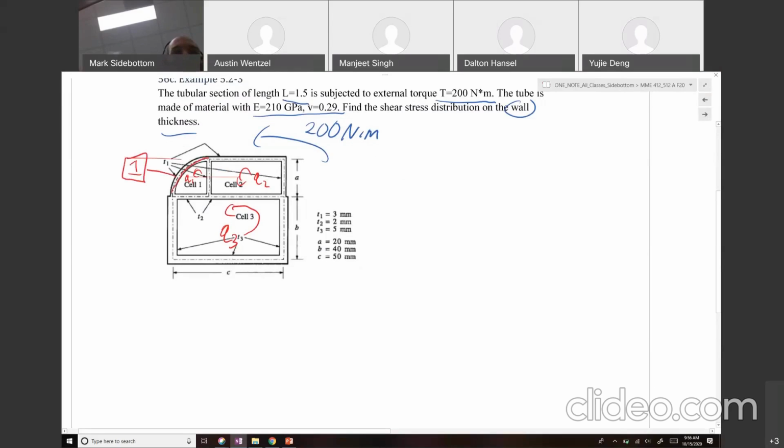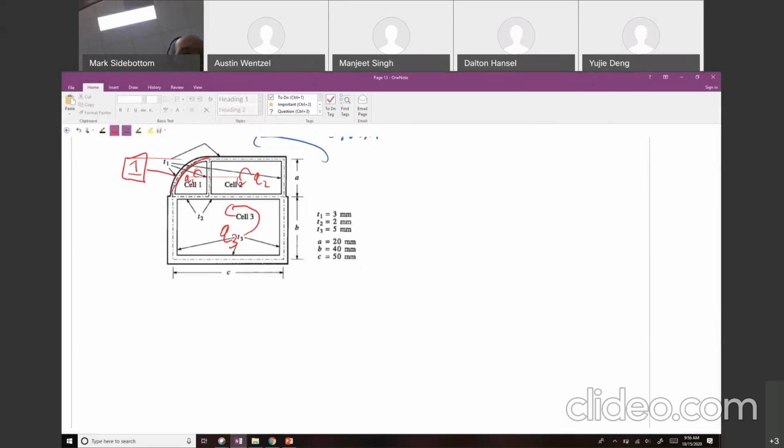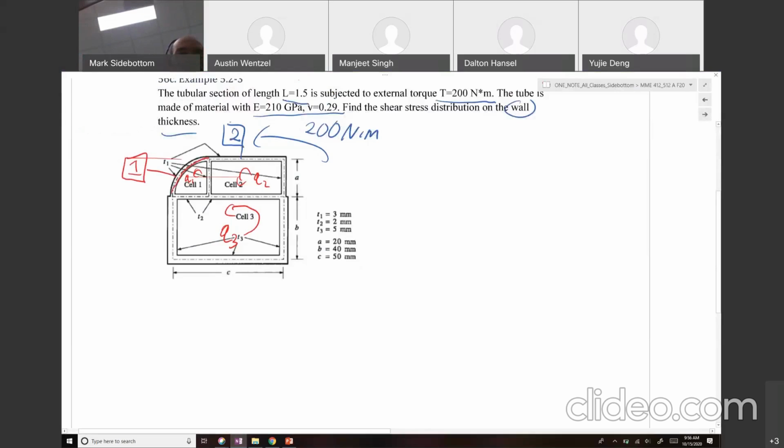Wall 2 I'll define as being this section here. Wall 3 I'll define as being this section here. Wall 4 I'll define as being this section here. I'll define this wall here as wall 5. And then this whole outer section here will be wall 6. Okay. So for each of these, we can determine what our shear stress is.